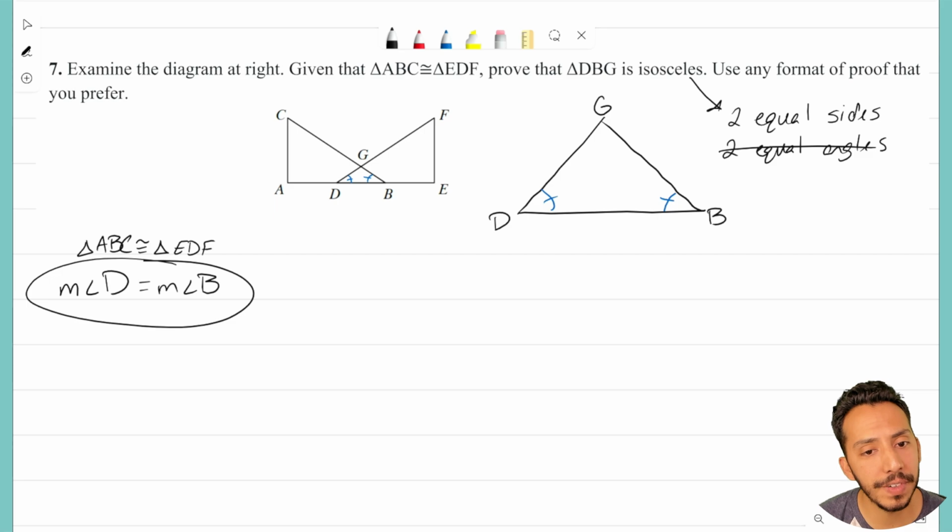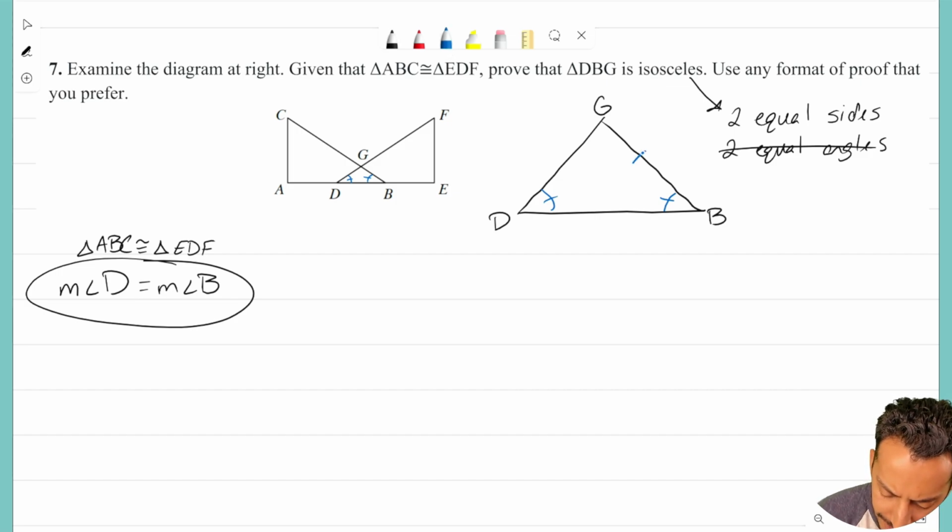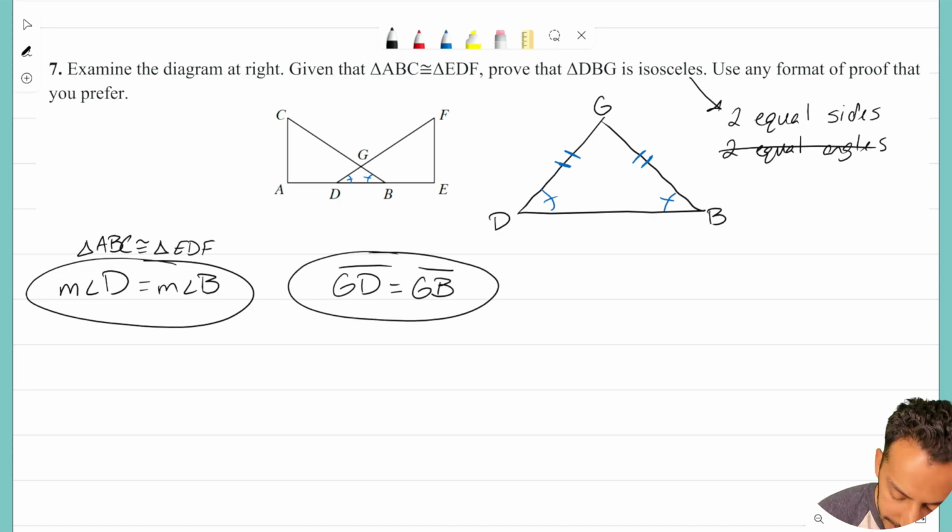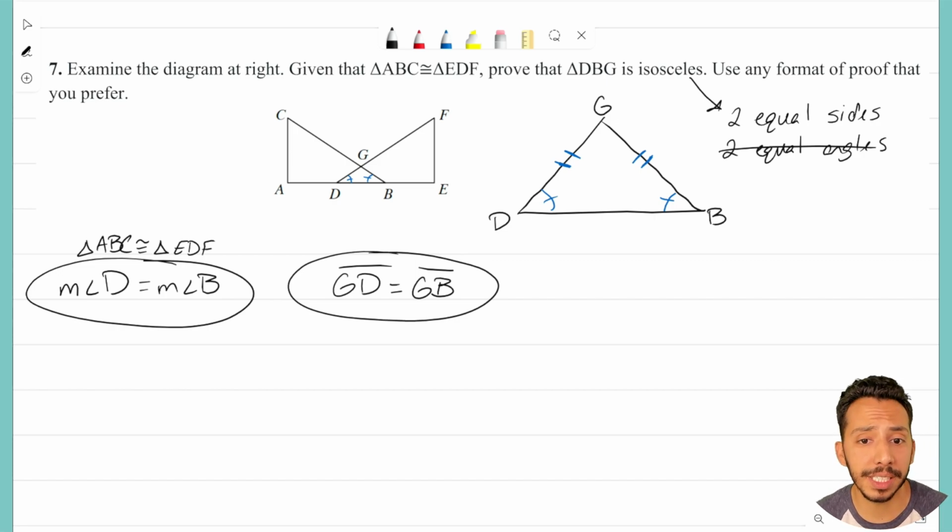The last thing I need to prove now is that we have 2 equal sides. That's going to be the part where we might have to think a little bit, but not too much. Hopefully, we want to show that the side GB is equal to the side GD. That's our hope. Let's write that out in our diagram here, that GD is equal to GB. If I can show those 2 sides are equal, then we're good. And you know what? I think we can.